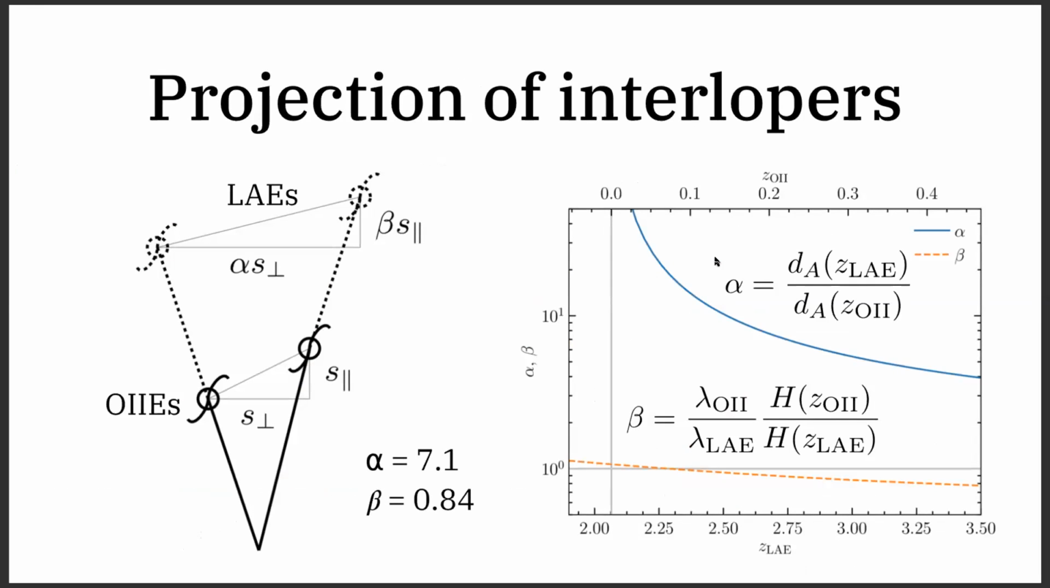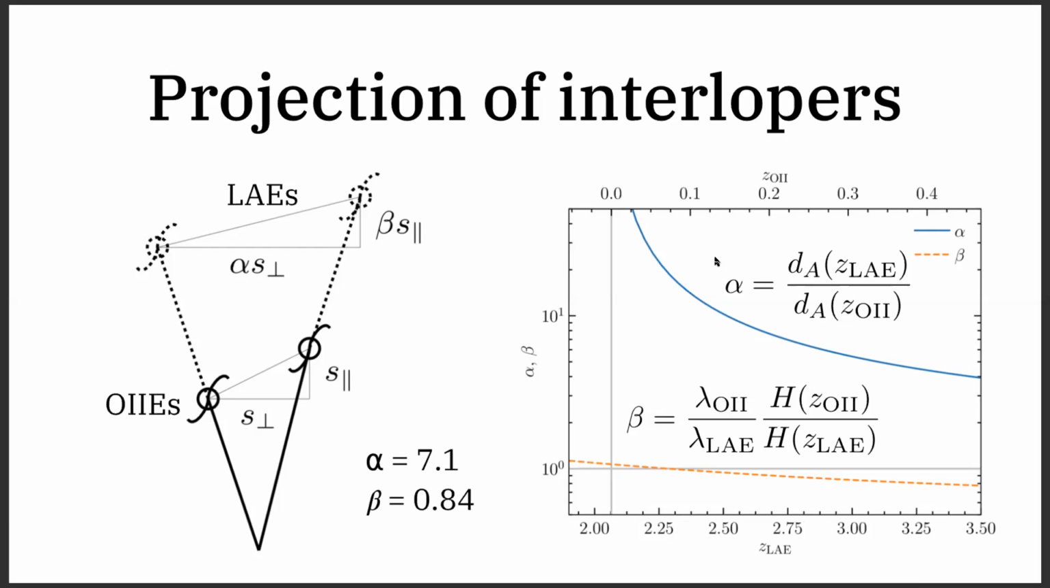Why does it happen? Because even though the oxygen fraction is small, this can cause a big problem because of this. So let's consider two oxygen 2 emitters. We mistakenly chart these to the higher redshift, right? Okay, and then there are two numbers that are important. Here, alpha is the ratio between two angular diameter distances. So this, between here and there, is about 7. Beta is the wavelength ratio times the Hubble ratio. That's how this distance is charted to that distance.